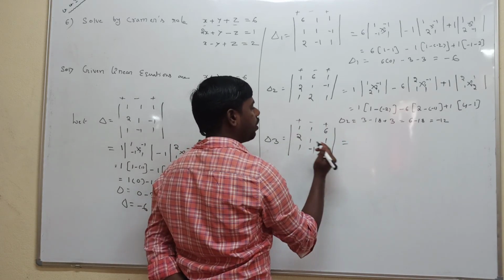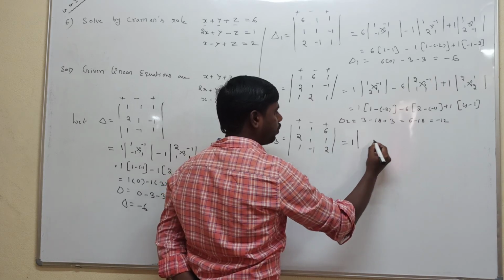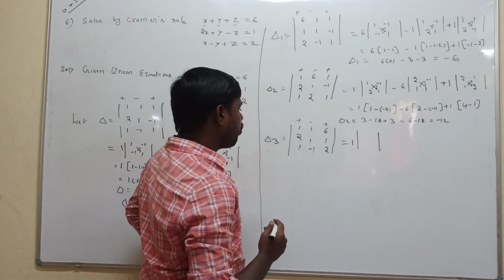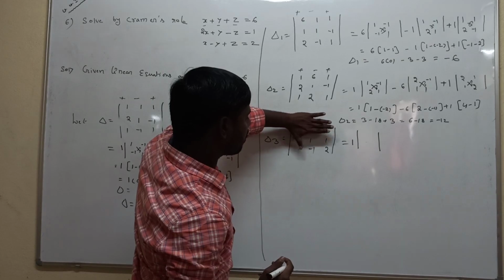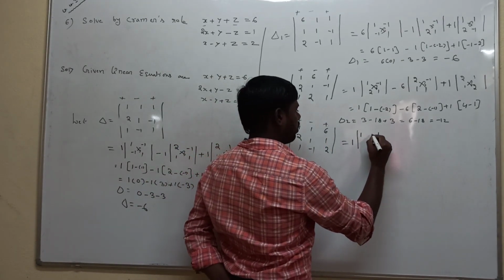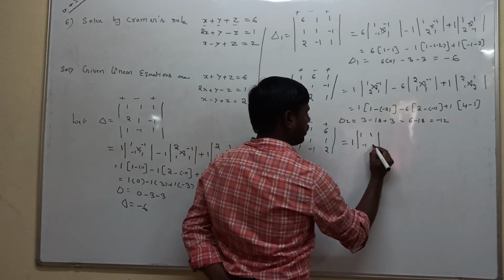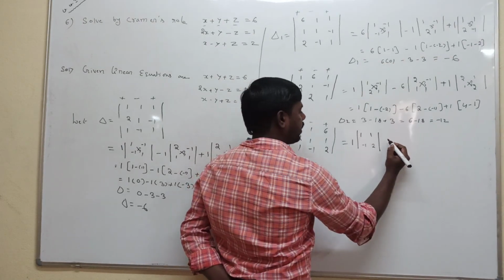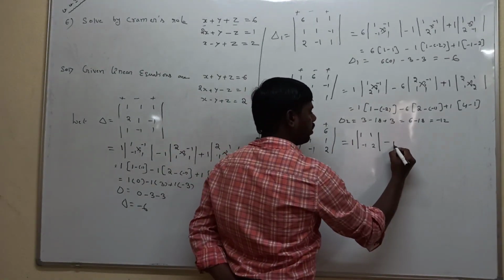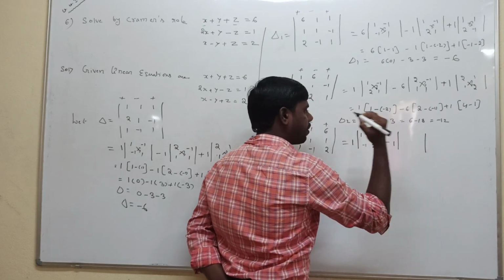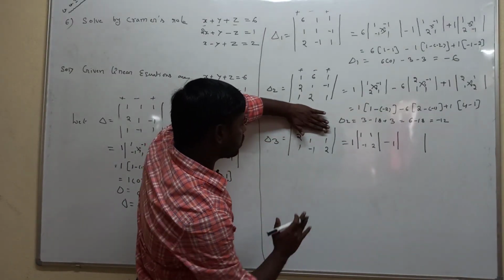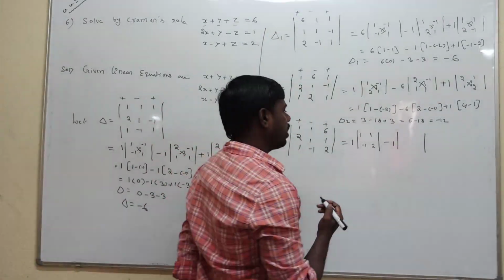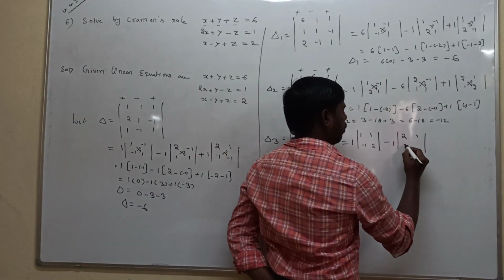What is the first element here? 1. So 1 into the determinant; 1 is present in the first row, first column, left of the element is 1 1, minus 1 2. What is the second symbol? Negative. The second element is 1. So 1 into the determinant; 1 is present in the first row, second column, left of the element is 2 1, 1 2, 2 1, 1 2.